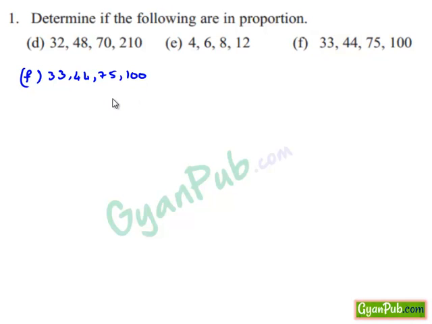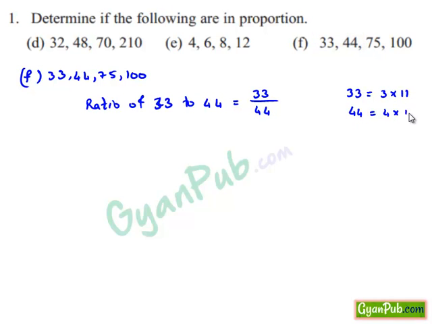We know that ratio is comparing two quantities of same units. So first find out the ratio of 33 to 44. This can be written as 33 upon 44. Here 33 is equal to 3 times 11 and 44 is equal to 4 times 11. So by rewriting the fraction, we get 3 times 11 upon 4 times 11. Here 11 in the numerator and 11 in the denominator gets cancelled, which gives the ratio of 33 to 44 as 3 upon 4.